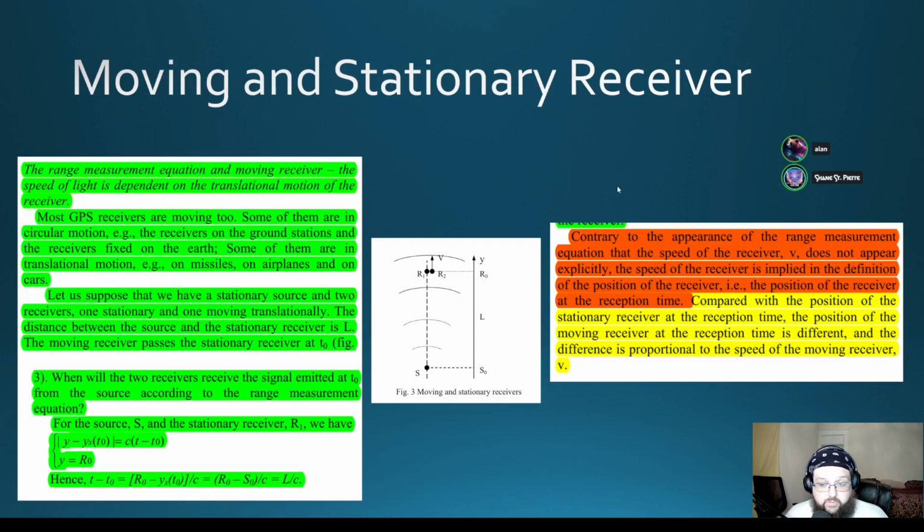And that's awesome. Yeah, and as we close out here, we have the moving and stationary receiver, the range measurement equation, and the moving receiver.